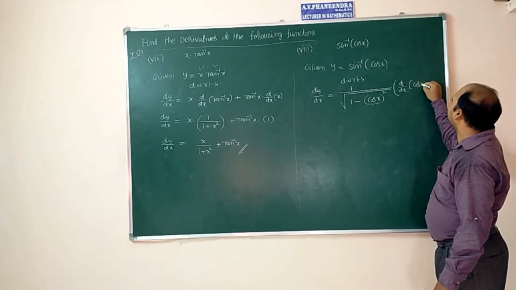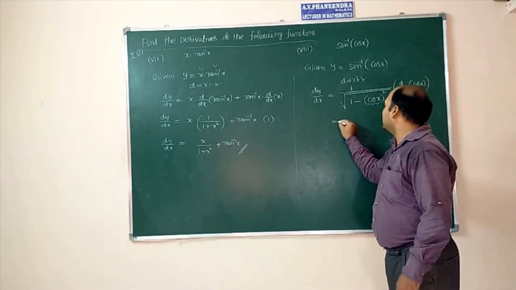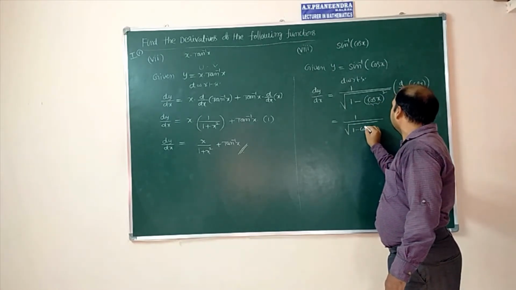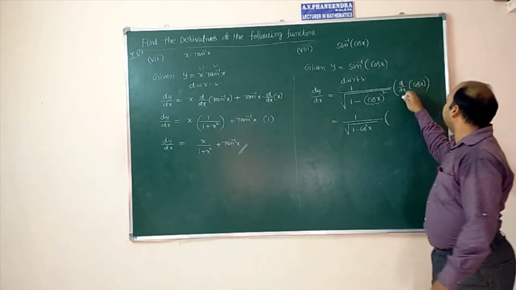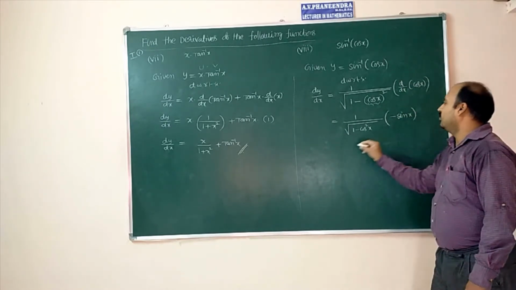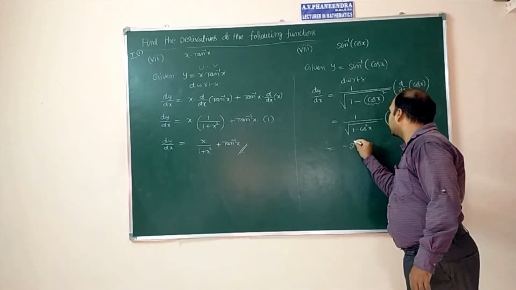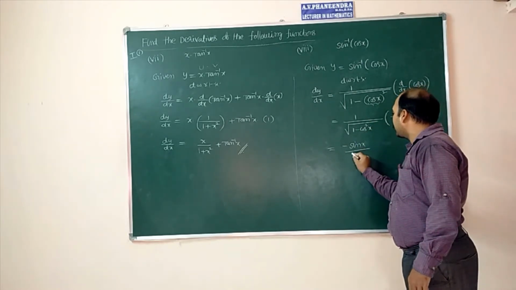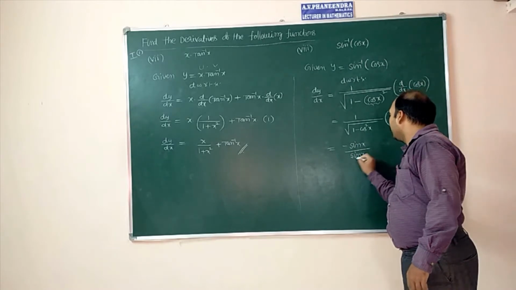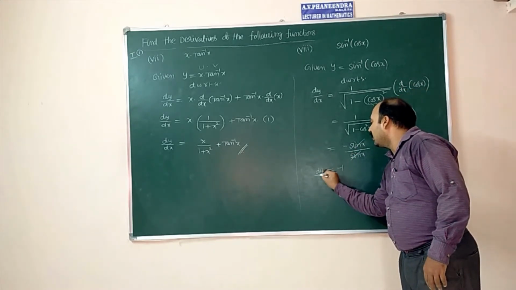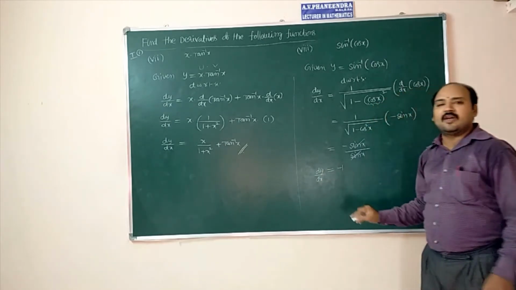So d by dx of cos x is equal to 1 by square root of 1 minus cos square x into d by dx of cos x, which is minus sin x. So it is minus sin x divided by root of 1 minus cos square x, which is sin x. Sin x gets cancelled, leaving minus 1. Therefore, dy by dx is equal to minus 1.